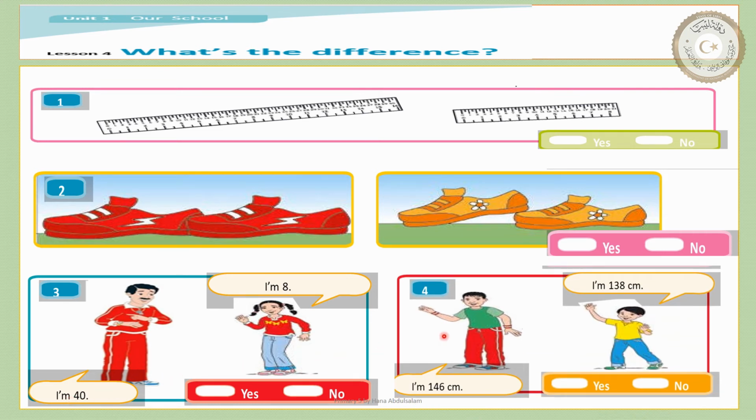Okay, Kareem. This is Kareem. Look at Kareem and look at this boy. So, are they the same? Kareem is 146 centimeters and this boy is 138 centimeters. His name is Tariq. So, are they the same? No. So, all the pictures are not the same. So, we have here no. Why not? Because they are not the same.